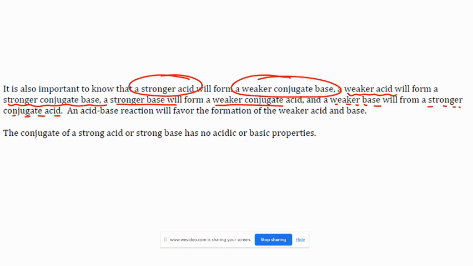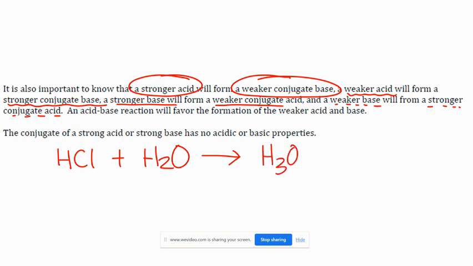The conjugate of a strong acid or base has no acidic or basic properties. Okay, so if you have your HCl, let's just take that. We put that into water. Single arrow. This is a strong acid. You're going to know why in a minute. Well, you know why it is, because it's 100% ionizing. Okay, but you'll know the list in a second. That's going to form H3O plus.